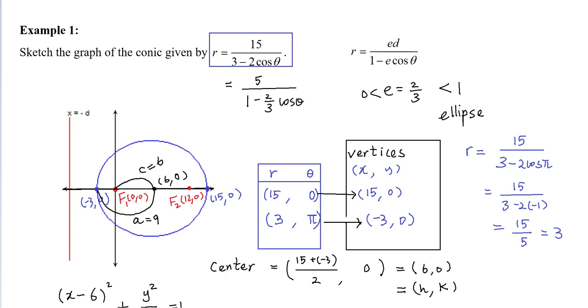If you want to look for the directrix, de is equal to this number 5, de equals 5. And we know that e is 2/3. And so d is equal to 5 times 3 over 2. So you can see that d is equal to 15 over 2. So the equation of the directrix should be x is equal to negative 15 over 2.